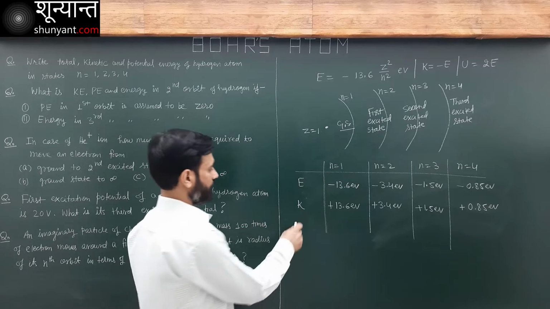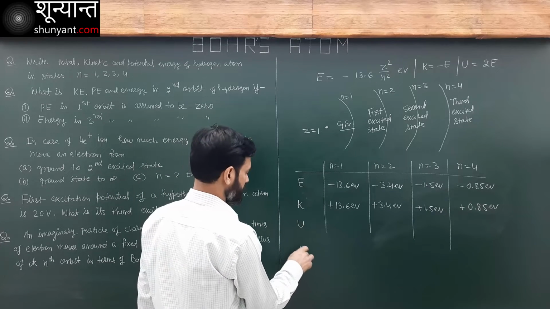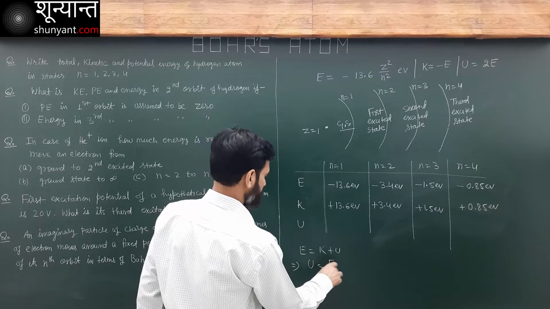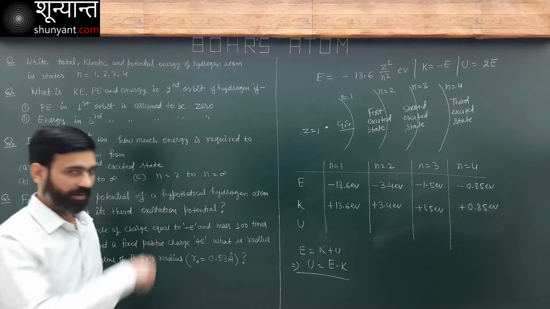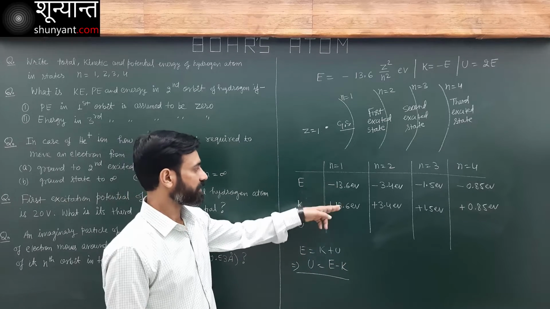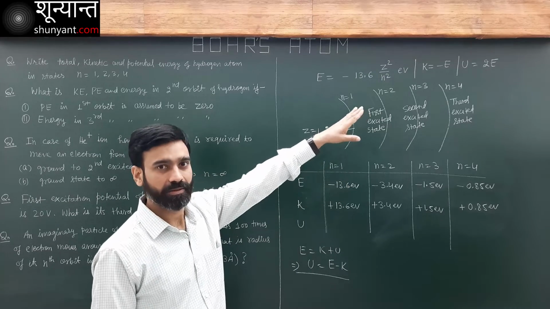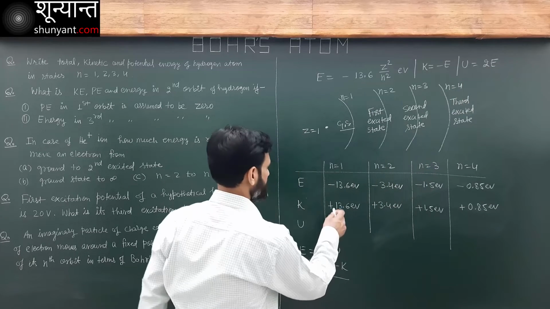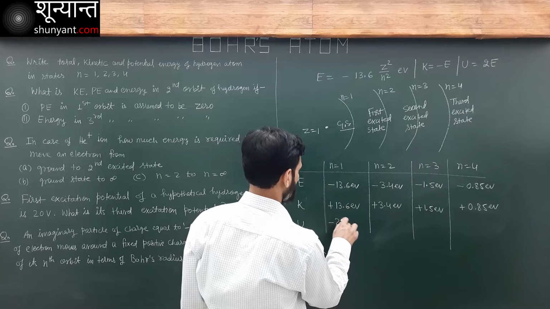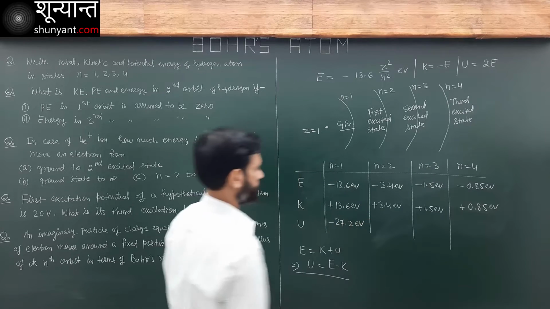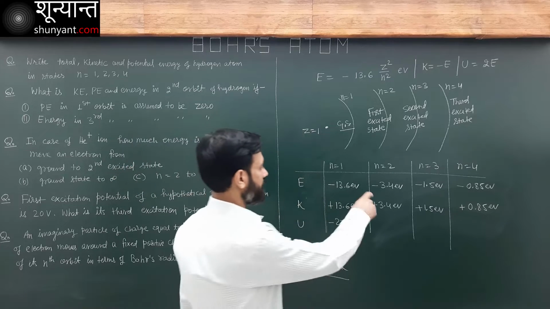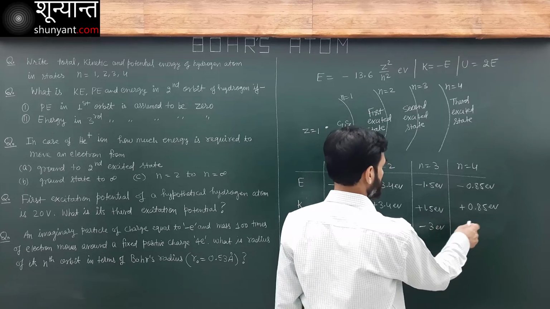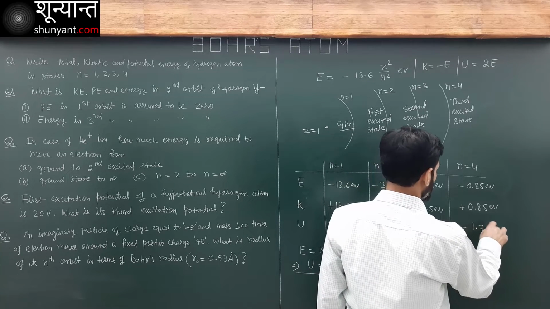Now what about potential? I can write like this: E is K plus U. This tells me U is E minus K. Either you apply this minus this, it will simply become double of that, you will realize that. Or you can directly apply this one here. U is 2E. So it is simply double of this. So this becomes minus 27.2 electron volt. Double of this, that's it. Here also double of that: minus 6.8 electron volt, minus 3 electron volt, and minus 1.7 electron volt.